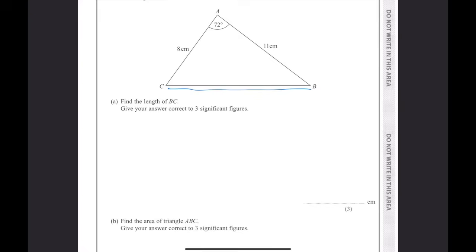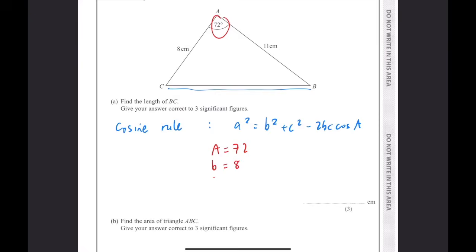Straight away, we do not have a pair of angles and sides. It's a non-right angle triangle, so that tells us we have to use the cosine rule. The cosine rule is a squared equals b squared plus c squared minus 2bc cos A. We can say that the big A is equal to 72. The B is going to equal 8 and the C is equal to 11. It doesn't matter whether B or C is the other way around.